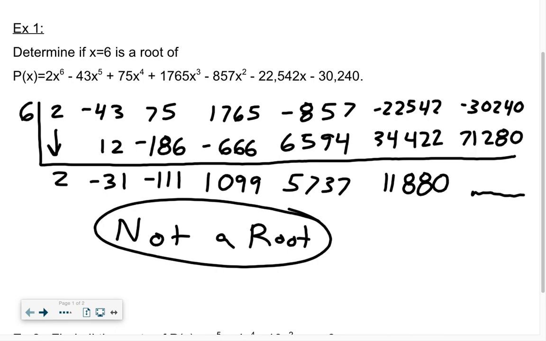Now I do want to review one thing here. Suppose they didn't have this plus 75x to the 4th. What do we have to do then? A 0, right? Because 0x to the 4th would be the same thing as not having it at all. Anything times 0 is 0. Adding 0 is simply a waste of time, so it's not there.